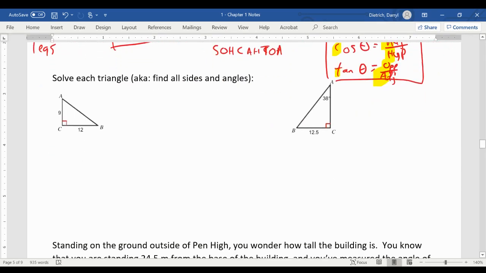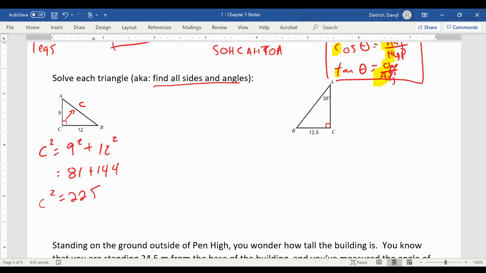Okay, so we'll look at a couple of examples where we are going to solve each triangle, and what that means is to find all sides and angles. In this first example, let's look for finding our hypotenuse side. For that, we can say that c squared is equal to a squared plus b squared, and those are our side lengths. We'll plug and chug some numbers, and we'll find that c squared is equal to 225. If we take the square root of both sides, we'll find that our side length c is 15.